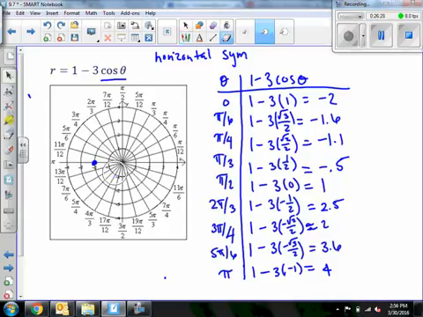Careful when you're drawing your lines, it's really easy to do what I just did and get on the wrong line. So at pi over 6, which would be 7 pi over 6, I'm at 1.6. And then I'm at 1.1, and then I'm at 0.5. There we go. When I have pi over 2, I'm at 1. So it's going to put me up here.